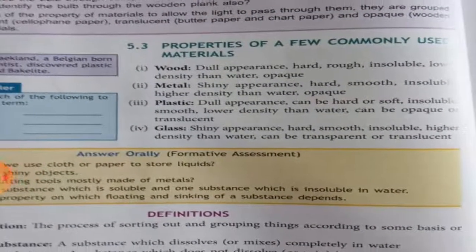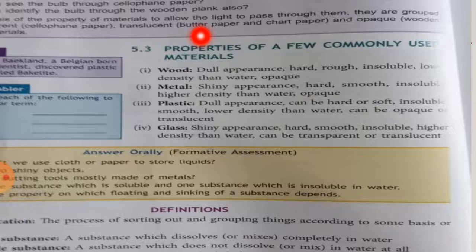Properties of few commonly used materials. Number 1, wood. So wood has dull appearance. It is hard, rough, insoluble in water. It has lower density than water, and it is opaque. Now second, metal. Metal has shiny appearance. It is hard, smooth, insoluble in water, and it has higher density than water, and it is opaque.